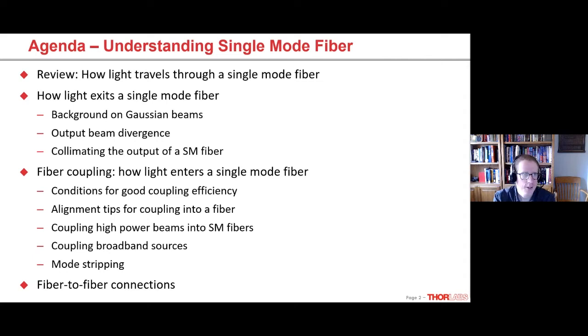Like I said, the idea here is a practical guide for working with single mode fiber, especially in something like a laser lab environment or general use, rather than focusing on pure telecom applications like a lot of single mode material out there talks about. So we'll have a short review on what we went over in part 1, how the light travels through the fiber. Then the first major section is how the light exits the fiber, output of single mode fibers. Then we'll talk about fiber coupling. And finally, we'll finish up with a short section on directly connecting 2 fibers together.